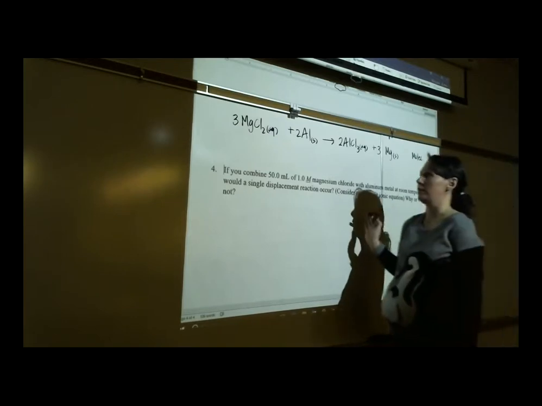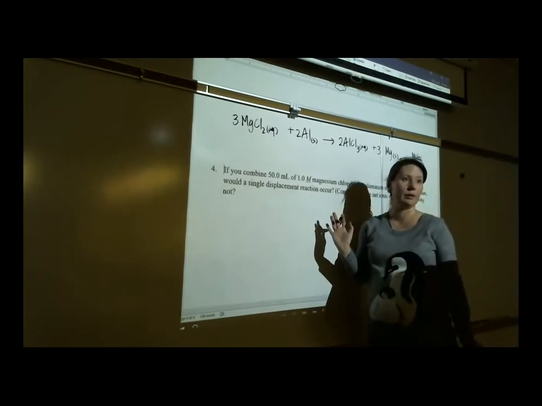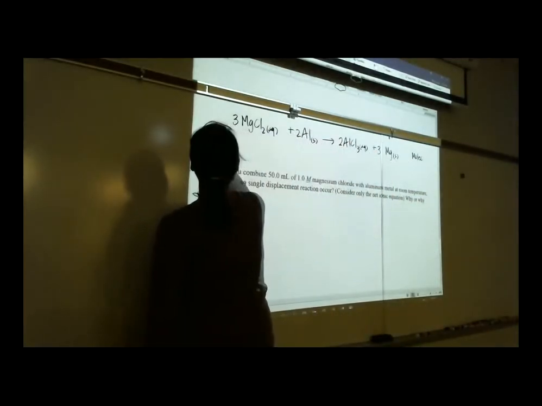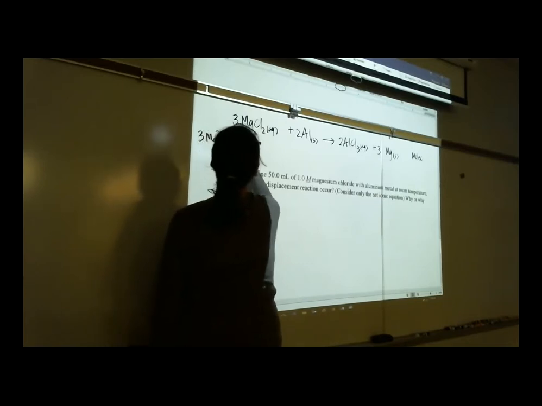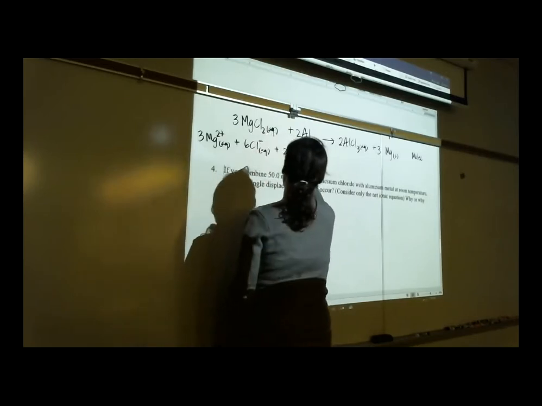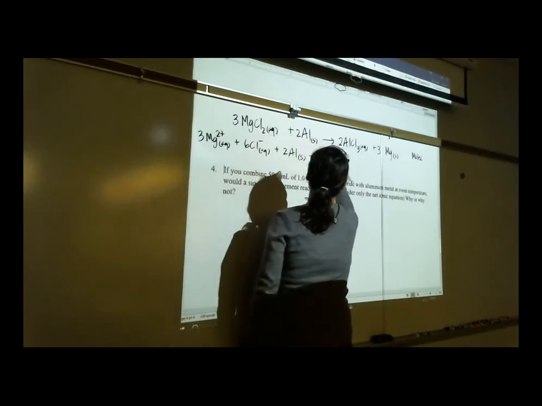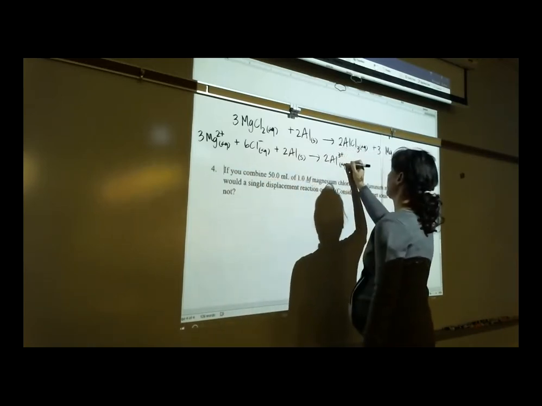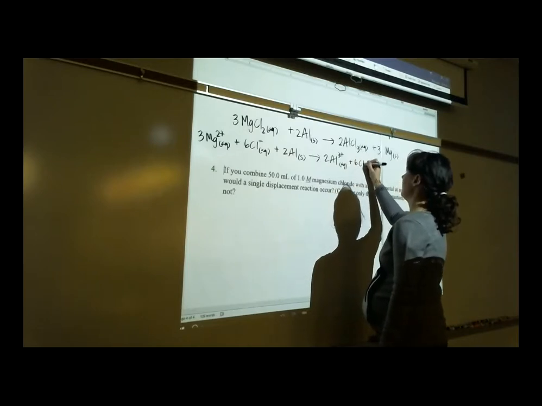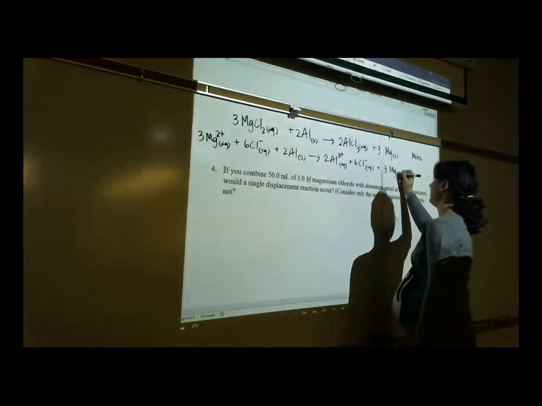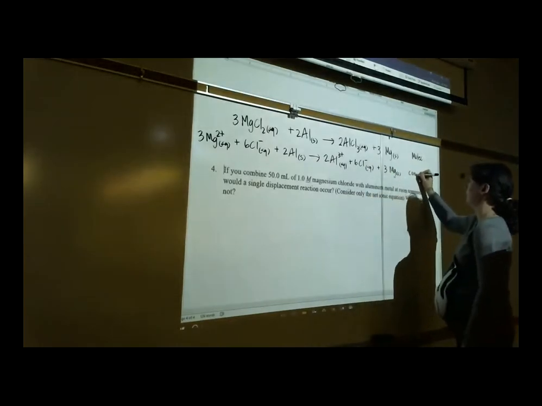Want to dissociate this out, or can we just do it in our heads? If we dissociate this out, we'll get 3Mg2+ + 6Cl- + 2Al gives us 2Al3+ + 6Cl- + 3Mg, so that's the complete ionic.